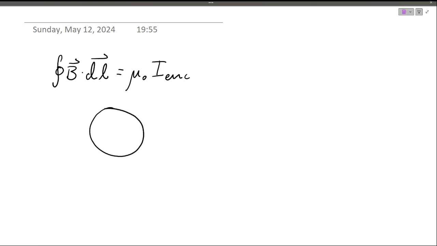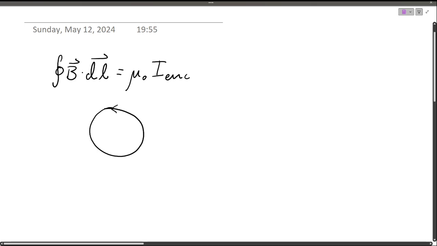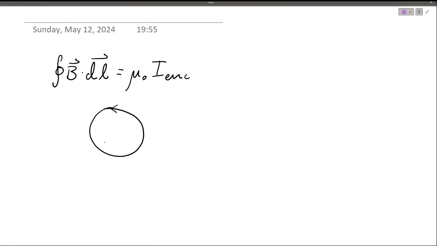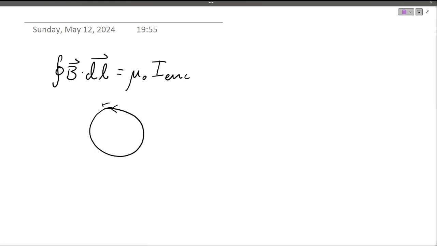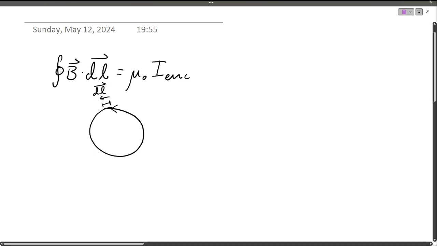You have to pick a direction to go around in. For Physics C purposes, it doesn't really matter what you choose. You just have to use the right-hand rule at the end to figure out what your sign should be. So you go around in a certain direction, and as you go around, each little chunk of length is your dl, pointing in the direction that you're walking along.